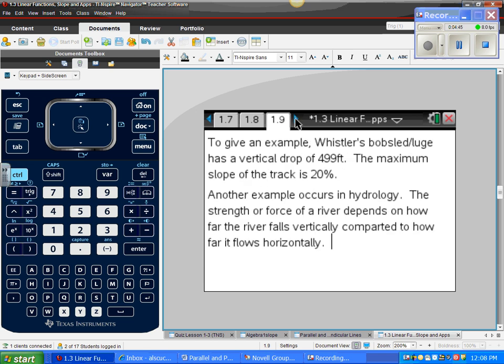Okay, so an example of that is Whistler's bobsled or luge. That had a vertical drop of 499 feet. The maximum slope of the track was at 20%. So 20% is going to be a pretty steep grade. Another example occurs with hydrology. The strength or force of a river depends on how far the river falls vertically, compared to how far it flows horizontally. That should say compared, not comparted.